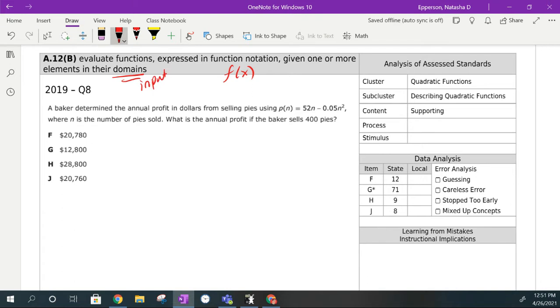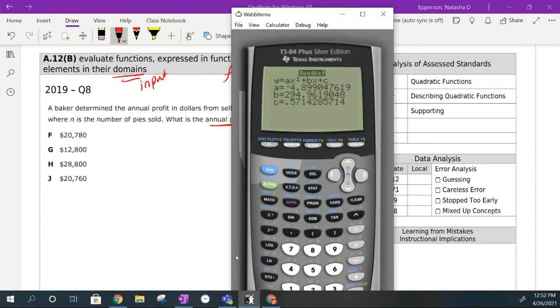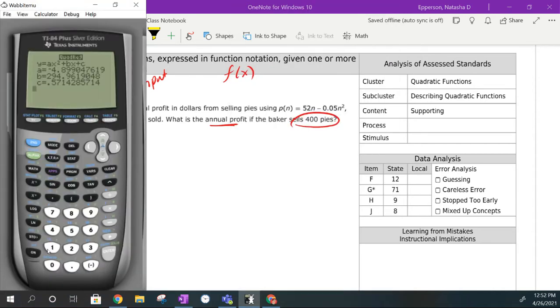So Baker determined the annual profit in dollars from selling pies using P of n is equal to our function, where n is the number of pies sold. What is the annual profit of the baker if he sells 400 pies? So that's the x value. We can go ahead and use our handy dandy calculator.